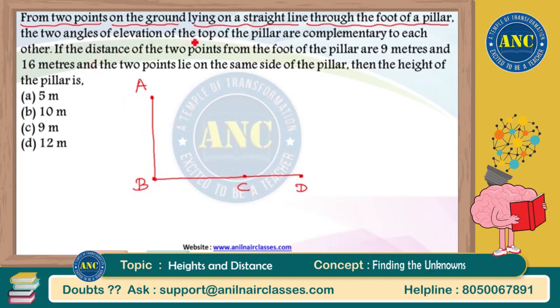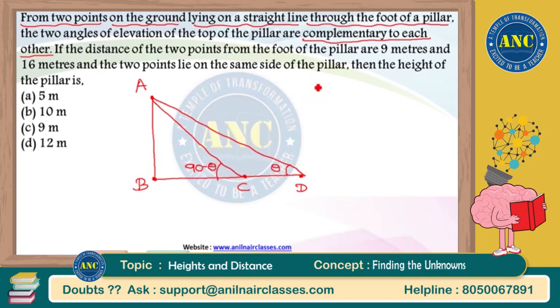The two angles of elevation of the top of the pillar are complementary to each other. Complementary to each other means the angle of elevation from A to D, if I take it as theta, the angle of elevation from A to C should be 90 minus theta.